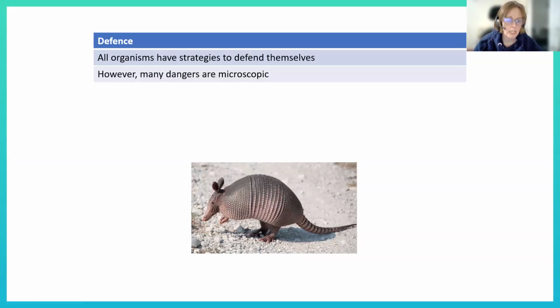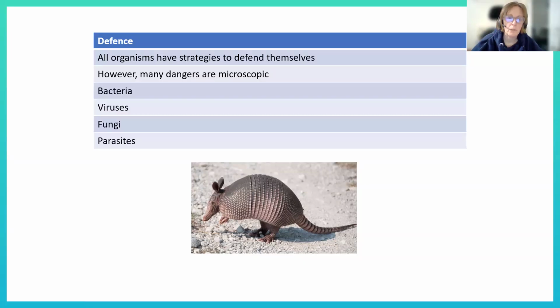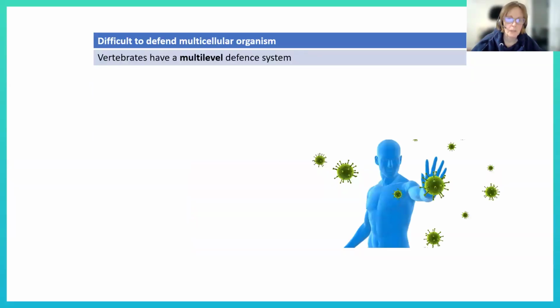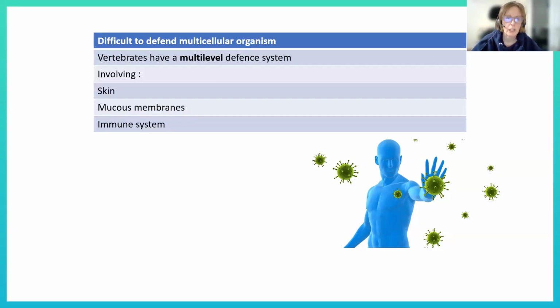So many of the dangers that we face are much, much smaller than that sort of armor is going to help with. Things like bacteria, viruses, fungi, parasites, and some really horrible worms as well, which we'll have a look at later in the unit. So we have developed a multi-level defense system. The immune system is extremely complex, and we're not going to go into massive levels of depth on all of it because it's a degree. You can do a degree in immunology. It's a huge, huge area of biology. But we're going to have a look at an introductory level.